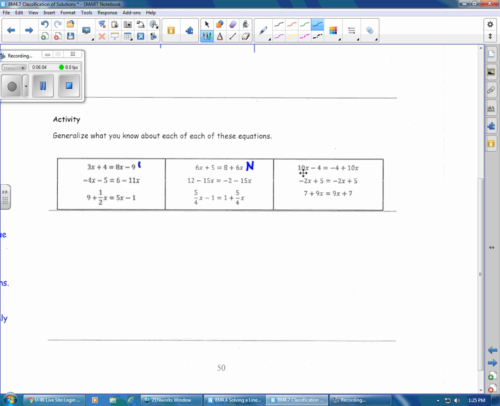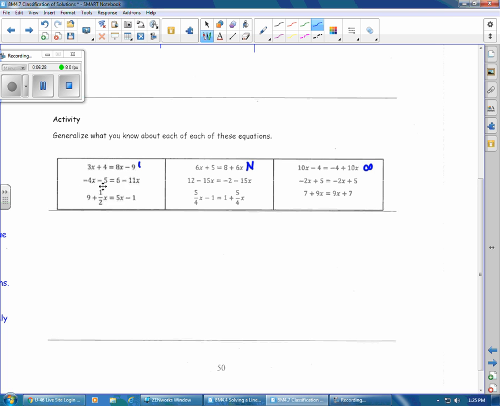Final column, I've got 10x minus 4 equals negative 4 plus 10x. So again, my coefficients, 10 and 10, are the same. My constant terms, negative 4 and negative 4, are also the same. So this one, I'm going to say infinitely many, or I'm just going to use a little infinity sign like that. So go ahead and go through the next grouping.